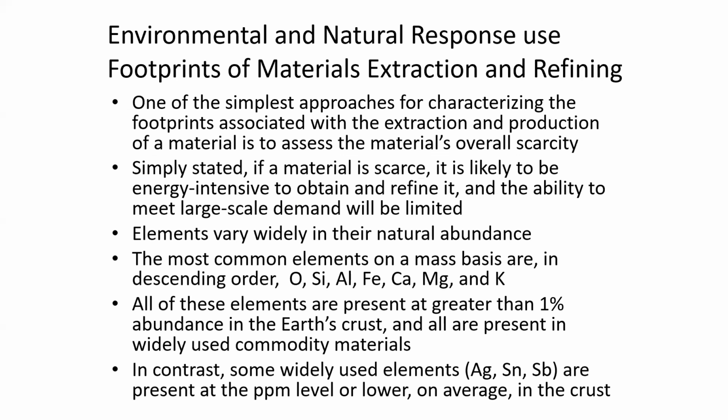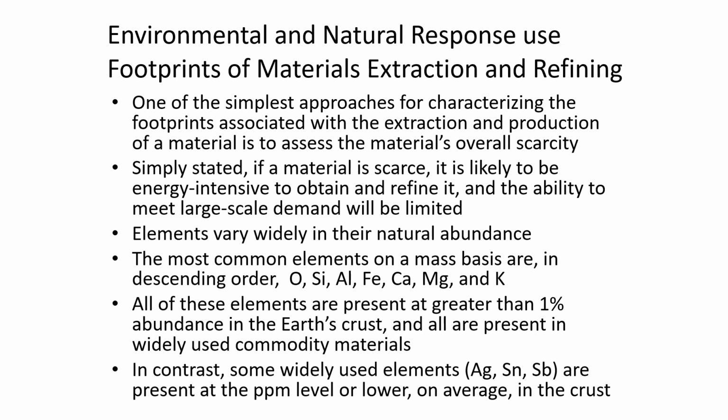And the simplest approach, in terms of material extraction and refining, when you go for a footprint, is to characterize the footprint associated with the extraction and production to assess the material's overall scarcity. So simply stated, if a material is scarce, it is likely to be energy intensive to obtain and refine, and the ability to meet large scale demand will be limited. Elements vary widely in their natural abundance. Like the most common elements on a mass basis: oxygen, silica, aluminum, iron, calcium, magnesium, phosphorus, potassium. So all these elements are present at greater than 1%.